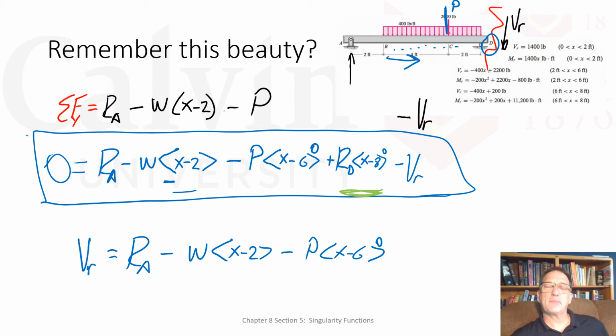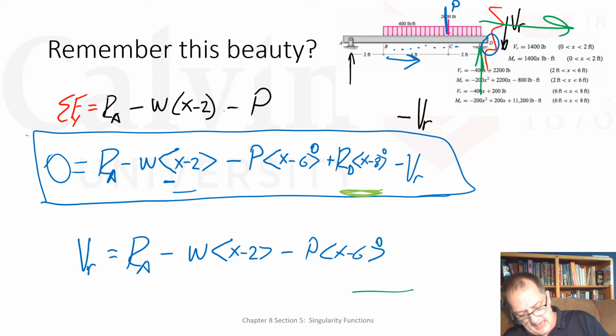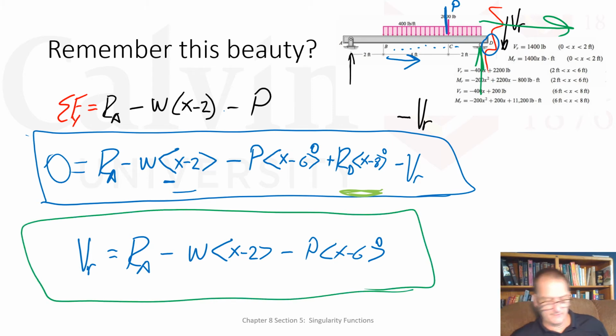Does that ever come into play? No, it doesn't actually, because while that force shows up here, there's no beam over there, so there's no equation beyond x equals 8. The beam equation doesn't work beyond x equals 8. So I don't even have to write that equation down. I just write this down, and that's what I get for my beam equation for the entire beam in one shot.